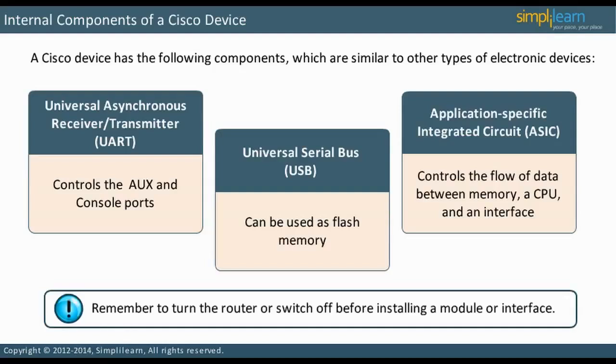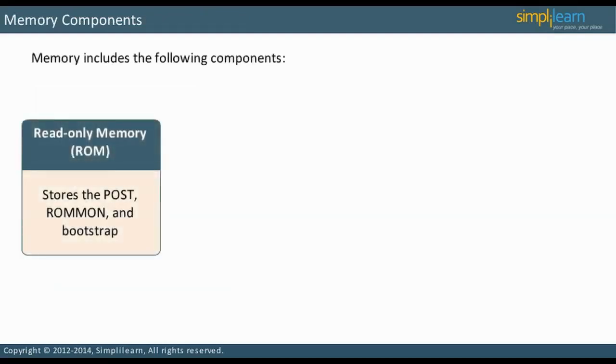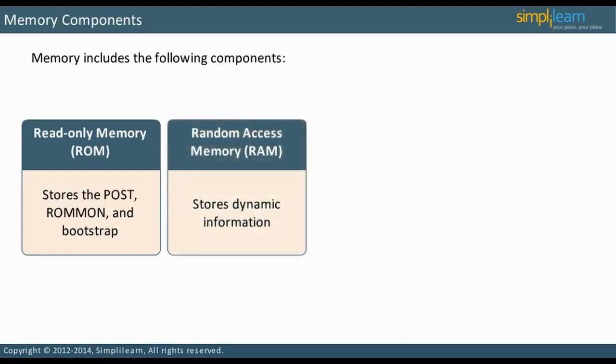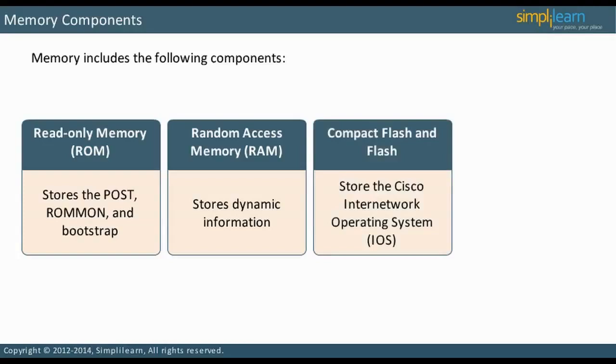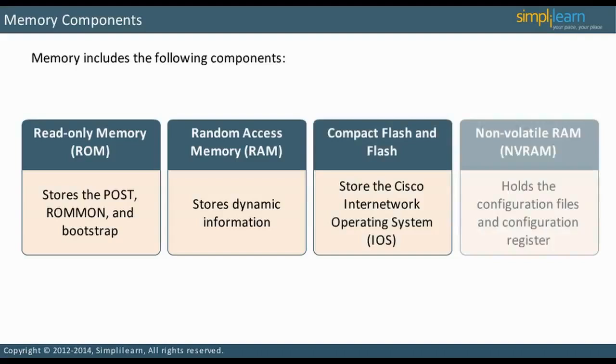Now let us look at the memory components. Read-only memory, ROM, stores the power-on self-test, POST, ROM monitor, ROMmon, and bootstrap. Random access memory, RAM, stores dynamic information, such as the routing table, running configuration, ARP cache, and buffers. Compact flash and flash store the Cisco Internetwork Operating System, IOS. Non-volatile RAM, NVRAM, holds the configuration file and the configuration register.